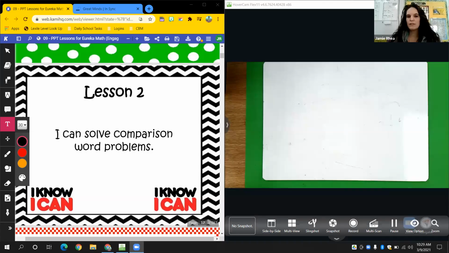Yesterday we talked about how we compare tape diagrams. We made a double tape diagram. Today we're going to still look at double tape diagrams, but we're going to look at something a little different. So let's get started. I can solve comparison word problems. That's what we've been working on yesterday. We're going to continue today, but with a little tweak to make it a little different.